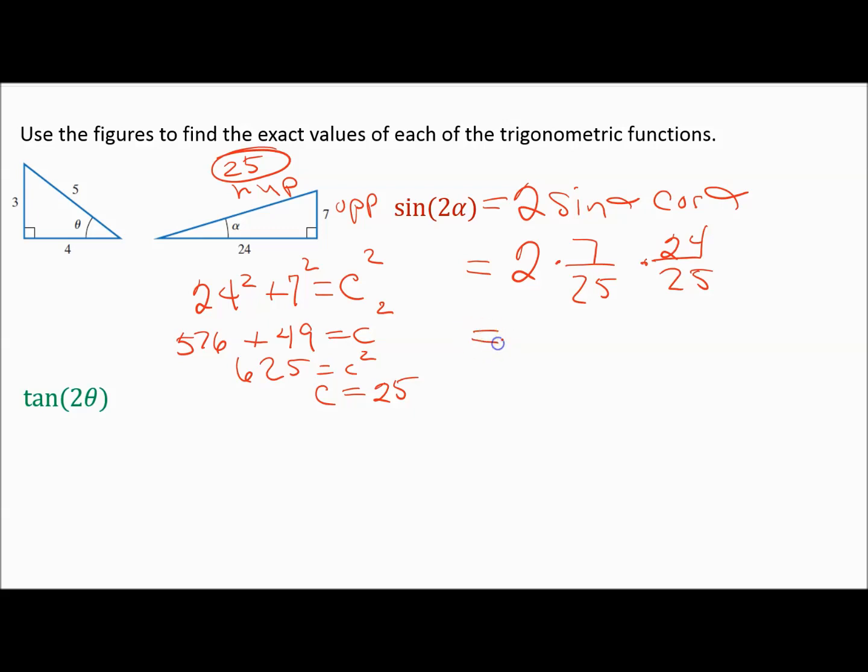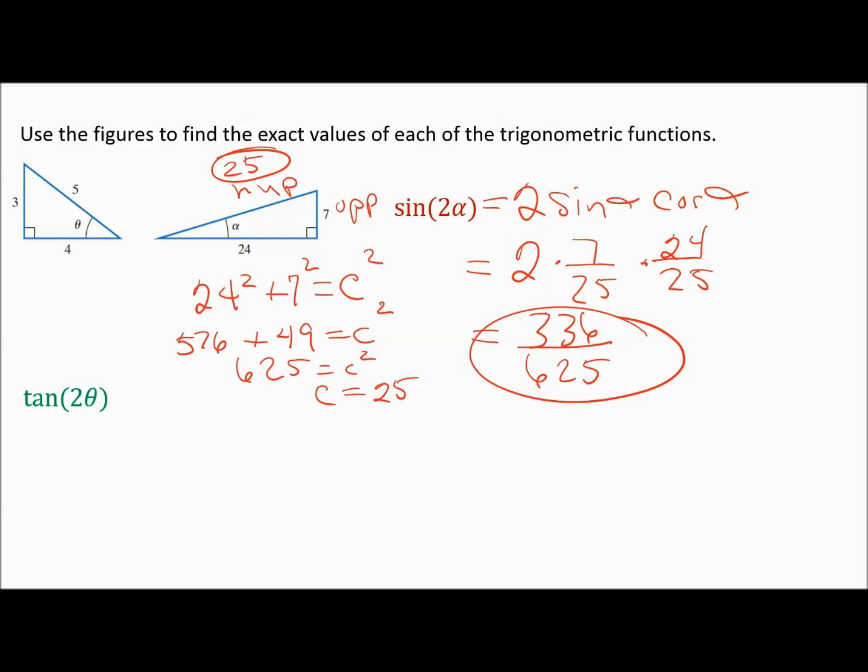So now I'm charged with just multiplying this all together. So I have 2 times 7 times 24. That gives me 336 over, and then 25 times 25 gives me 625. And again, I know that won't reduce because it wouldn't reduce before.